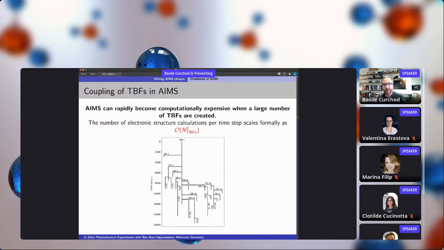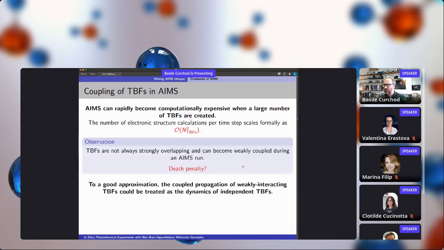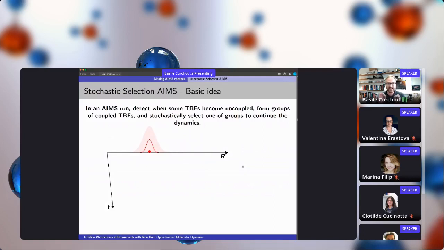But if you look at an excited state dynamics done with ab initio multiple spawning, what you will realize very rapidly is that these Gaussians don't always stay very strongly coupled. They have the tendency to move slightly away from each other and become only weakly coupled. So we could think of a sort of death penalty: when they are only weakly coupled, we could propagate them independently. That's one of the ideas that we came up with very recently, called stochastic selection ab initio multiple spawning, and it works as follows.